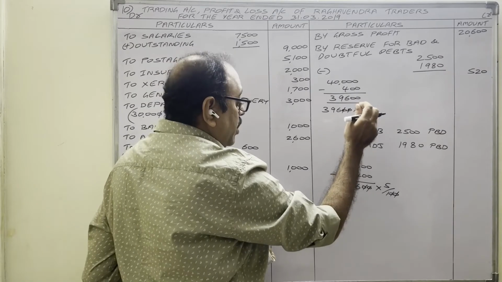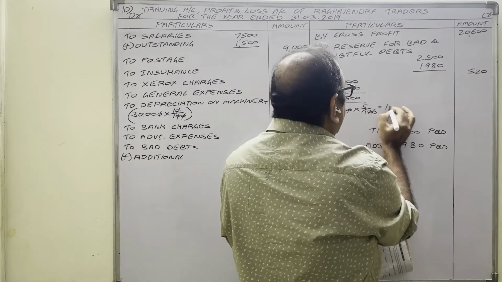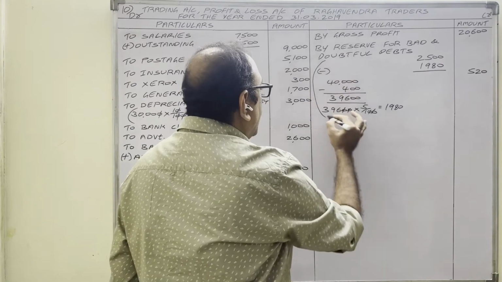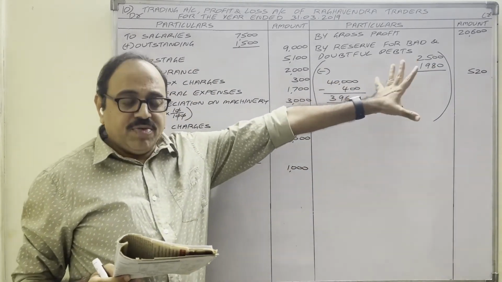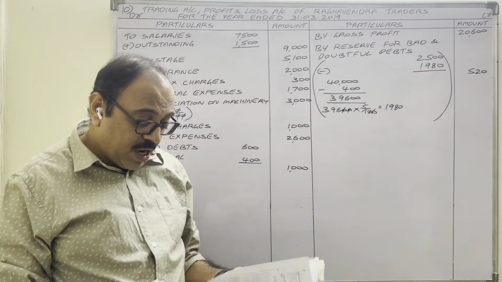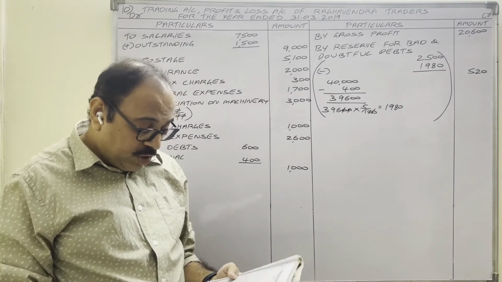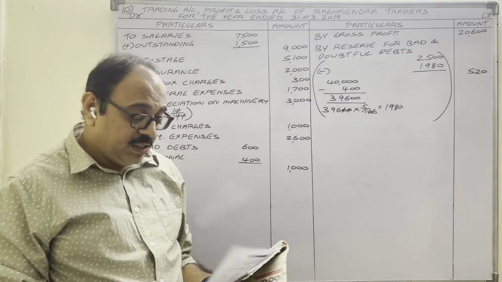396 into 5 is equal to 1980. Put this calculation part in brackets. Finally, reserve for bad debt in outer column 520 rupees. Again come to trial balance. So debit side completed. Come to credit side.